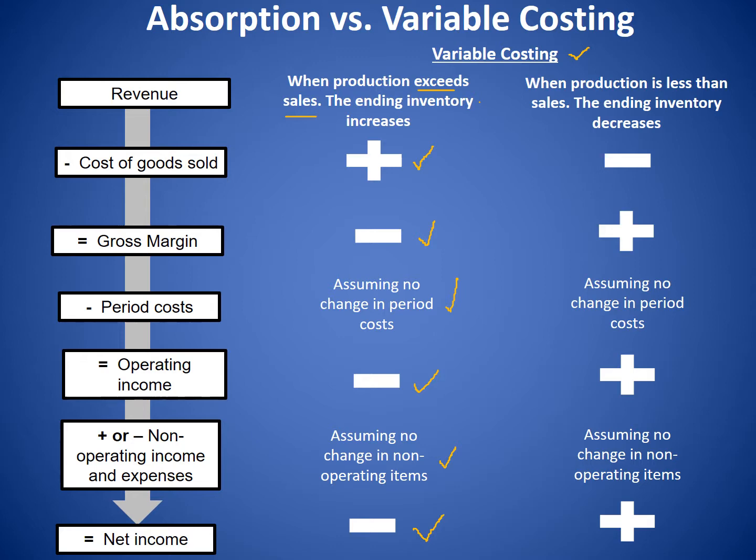On the other hand, when production is less than sales under variable costing, the ending inventory is going to decrease, and in that case, that's going to decrease the cost of goods sold, which means we're going to have less cost of goods sold to subtract from revenue, which means our gross income will increase. Assuming no changes in period cost, our operating income will increase. Assuming no change in non-operating income, that means our net income will also increase.